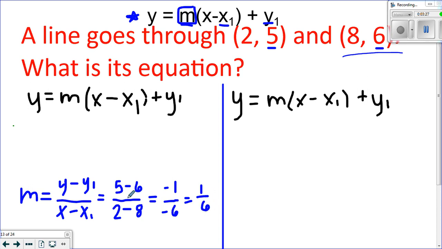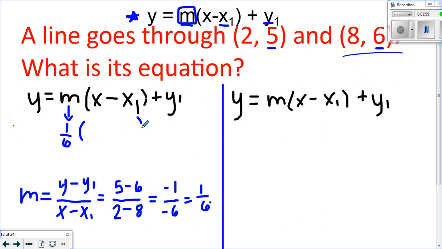Right, let's double check that. 5 minus 6 are my y's. 2 minus 8 are my x's. Negative 1 over negative 6 gives me positive 1/6. So again, I said I had 2 options then for writing my point slope equation. Right, so here's my first option. Well, now I have my slope of 1/6. So this really is just one additional step of finding your slope and then using point slope form.